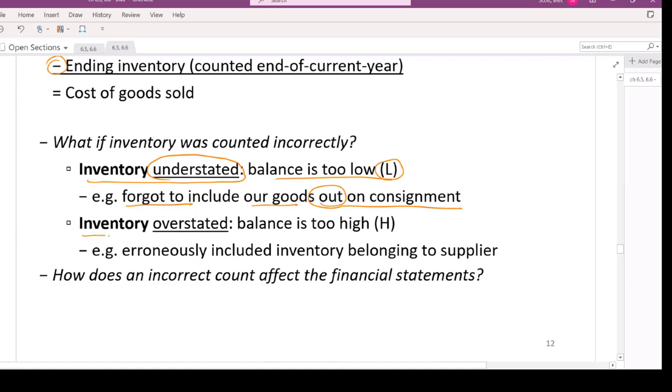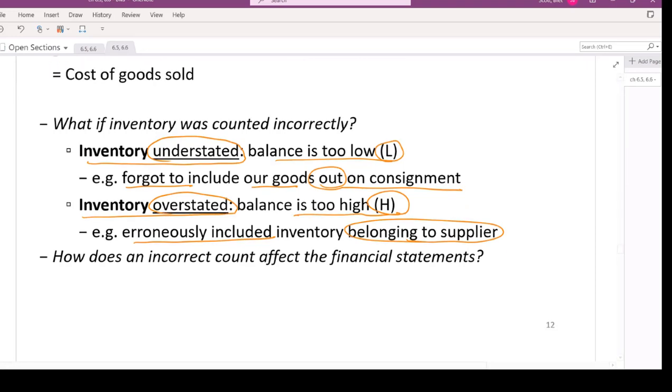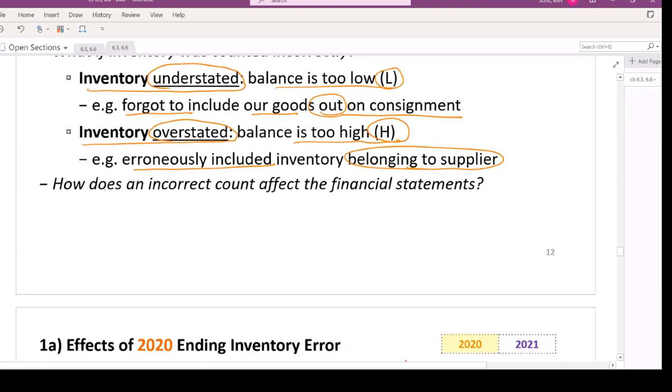It's also possible that we could overstate our inventory, meaning the balance can be too high. That usually can arise where maybe we included inventory that doesn't belong to us. Maybe it's sent on consignment to us and we shouldn't be counting it because we don't own it. It really belongs to the supplier or the manufacturer. Lots of reasons why we can have a mistake in the count besides lack of sobriety from the people who do the counting. Anyway, the issue here is, how does an incorrect count affect the financial statements?